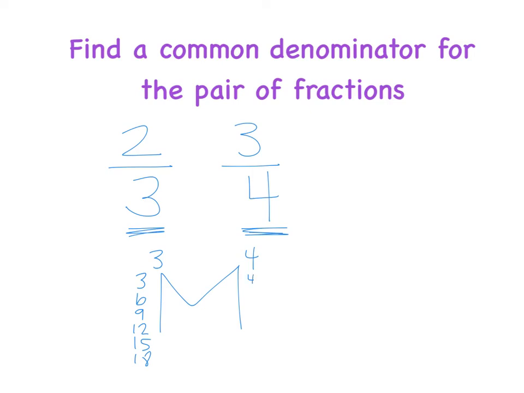Multiples of 4 include 4, 8, 12, 16, 20, 24. So, looking at my list, I'm going to circle things that they have in common. It looks like so far on this list all they have in common is 12. If I kept going naming more multiples of each, I would get more common multiples of 3 and 4. But since we just need one common denominator, as long as I have one, I'm good to go. So this means that a common denominator for both of these numbers is 12.